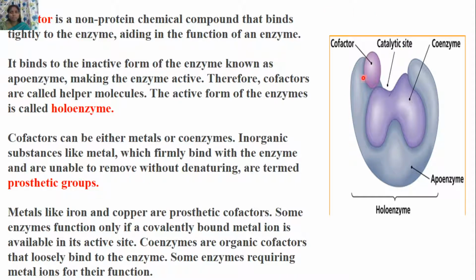Cofactors may be metal ions or organic compounds. If they are metal ions, we call them prosthetic groups, and if they are organic compounds, we call them coenzymes. They are very essential for the activity of the holoenzyme.